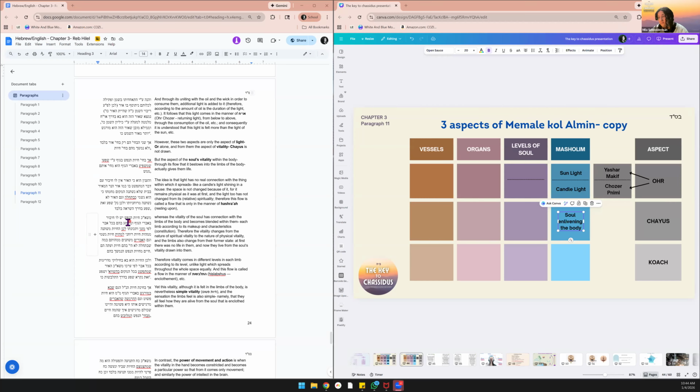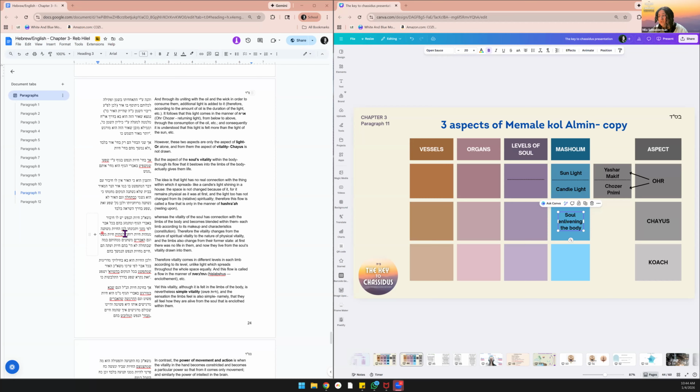Mashenkin chayut hanefesh. That's not like this. The life force of the soul. Yesh lo chibur be'ivrei haguf. It actually has such unity with the parts of the body, with the limbs of the body. Mitmazek bahem b'chol ever lefi mazgo. So the vitality of the soul has connection with the limbs of the body and becomes blended within them, each limb according to its makeup and characteristics, meaning constitution.